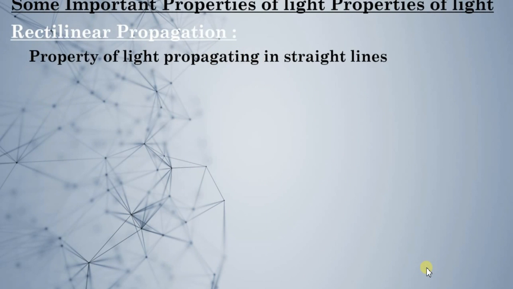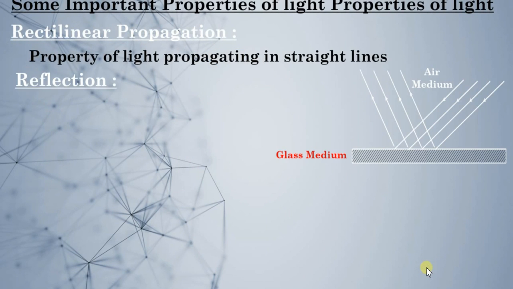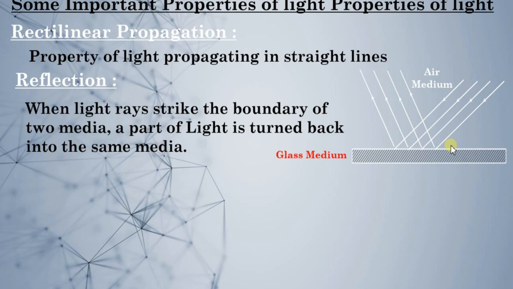Now, one more important property is the reflection property. Here you are able to see that I am making use of a surface, a glass medium or a smooth surface. The rays coming from the source are called the incident rays. When these incident rays fall on the surface and bounce back to the air medium, coming from the air medium, hitting the surface and moving back to the air medium, the property is called reflection. That is, when light rays strike the boundary of two media, a part of the light is turned back into the same medium. Such a thing is called the reflection property.